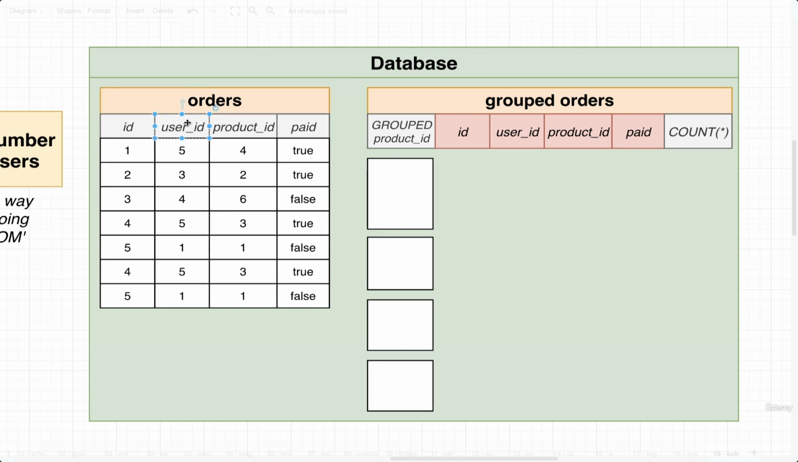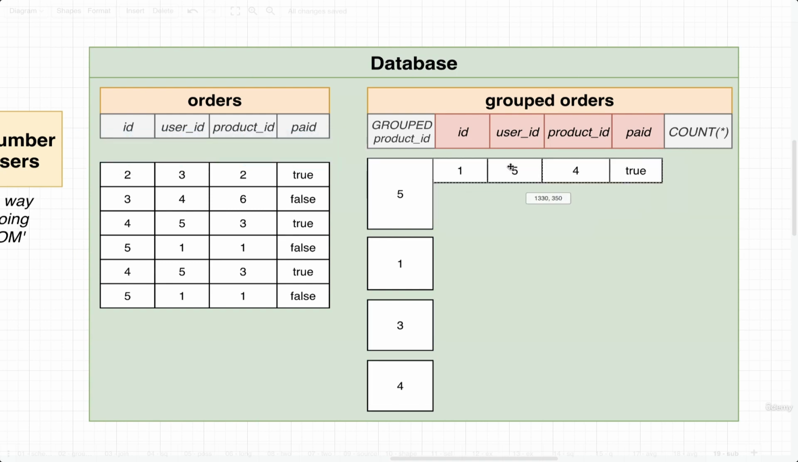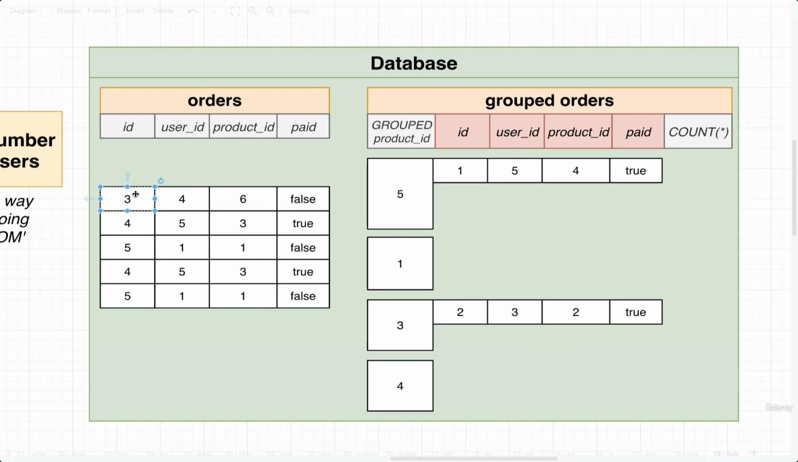Remember what a group by does? Our database is going to take a look at all the different unique values inside the table, specifically the user ID column. We're then going to create a bucket for each of these different unique values. So we've got 5, 1, 3, and 4. We then take each of these different rows and assign them to the appropriate bucket. So there's the first one. This is for user ID 3.